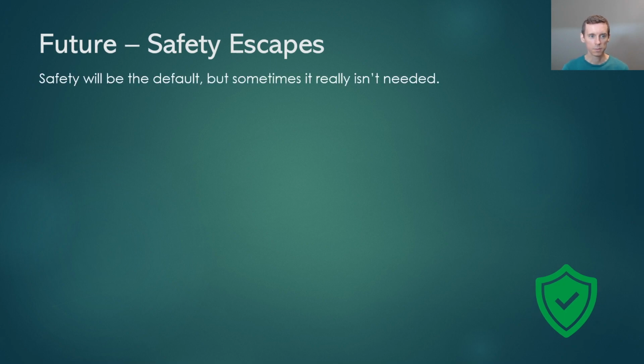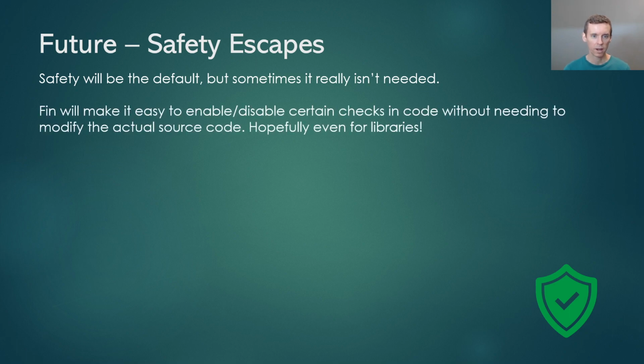Now, safety escapes. So safety is going to be the default for us. We're not looking for pure blazing speed. We want correctness. And then in certain cases where we know that we don't need to be safe and the compiler isn't smart enough yet to be able to determine that safety isn't needed, we want to have a way to enable and disable memory checks or out-of-bound checks or overflow, that kind of stuff.